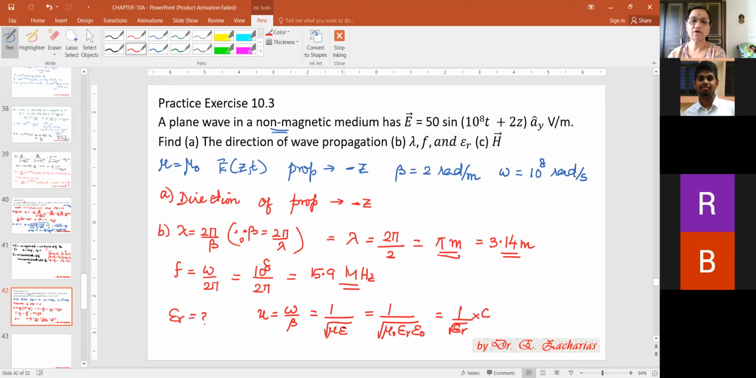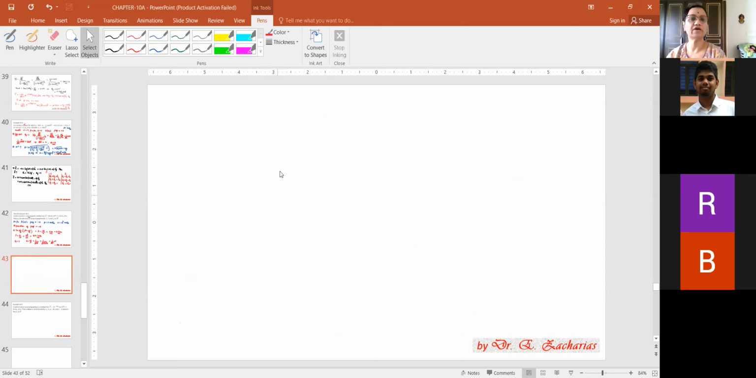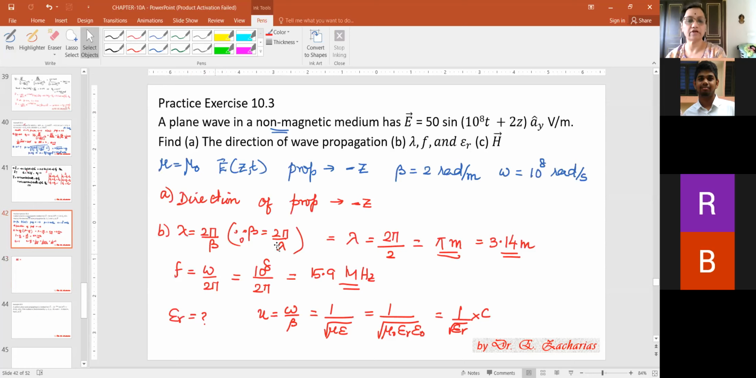Right? Okay. So from here, let me go to the next page. From here, I will be able to get my epsilon r. If I substitute, let me go back there and write. So what will this be? This will be 1 by under root of epsilon r into 3 into 10 to the power of 8.